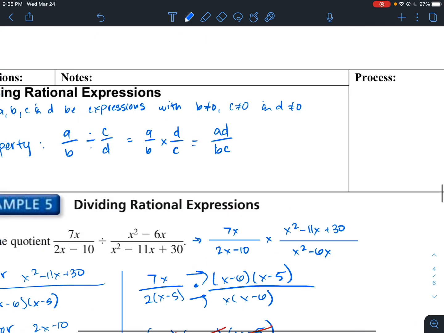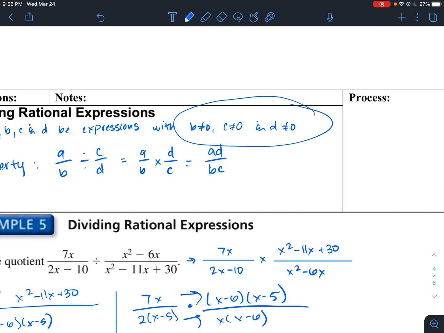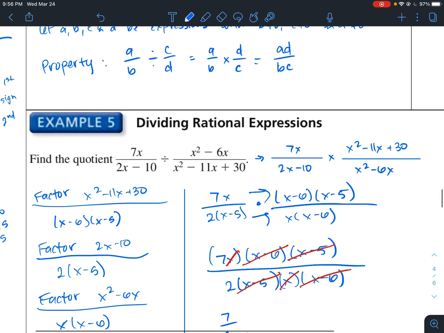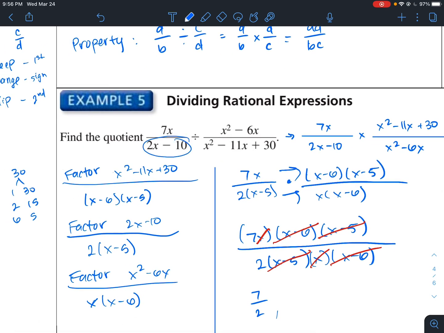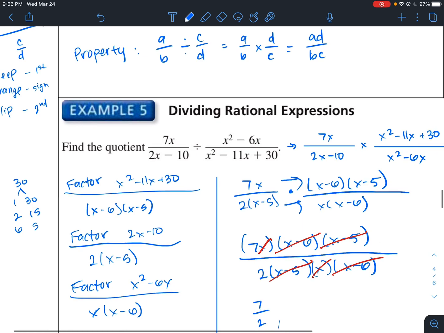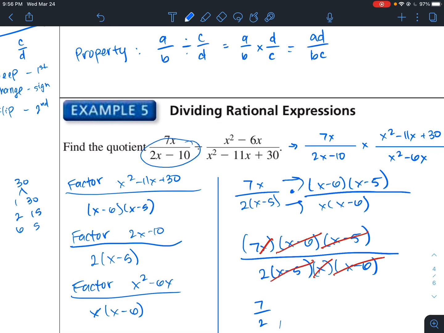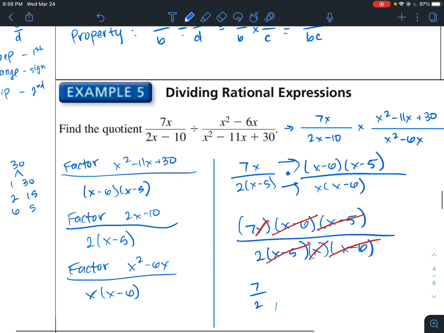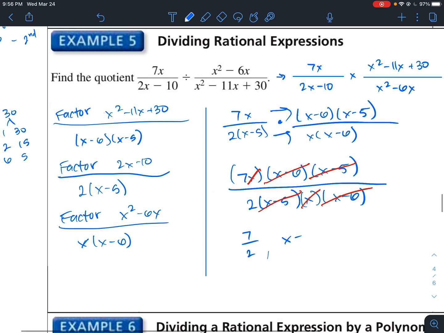Remember that I need to state my domain restrictions. So looking back here, B, C, and D cannot equal 0. So anything that makes these three expressions equal to 0. So here, x cannot equal 5.